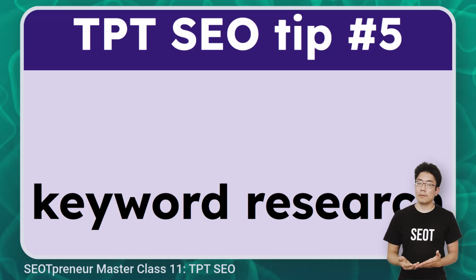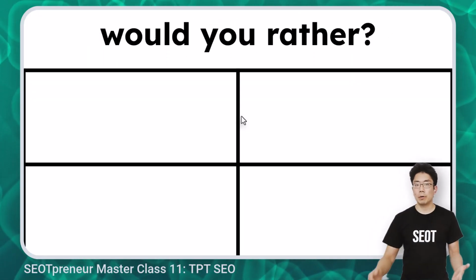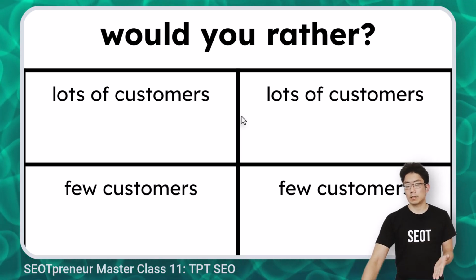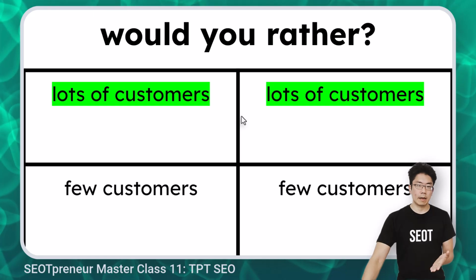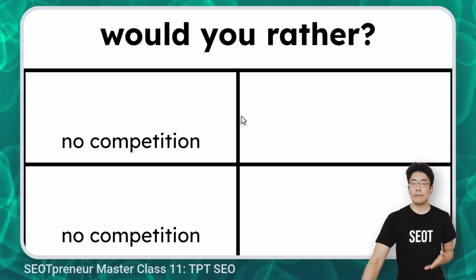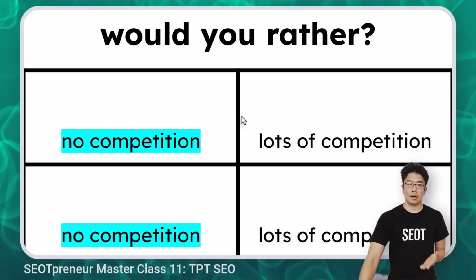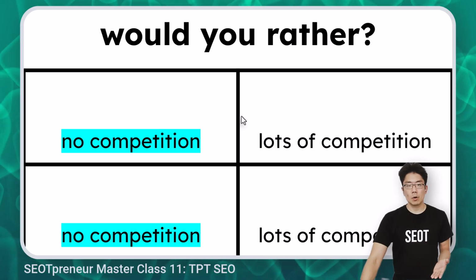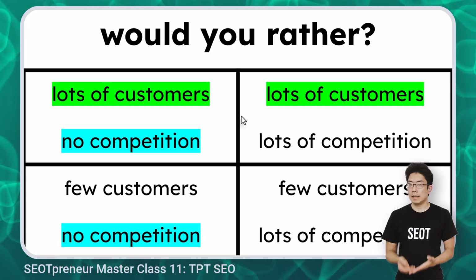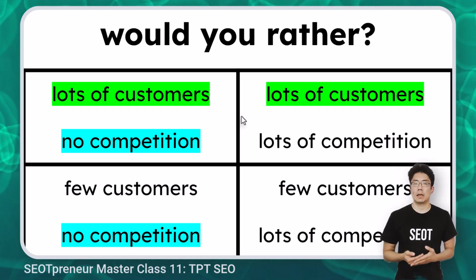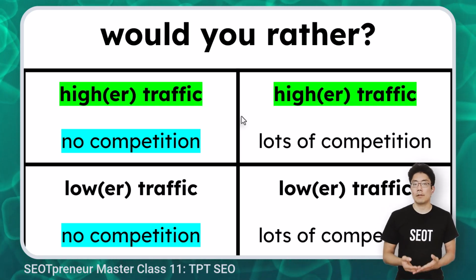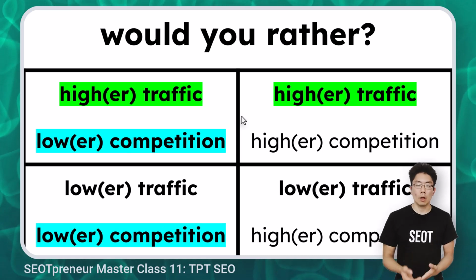TPT SEO tip number 5 was about keyword research. If you had a brick and mortar business, would you rather have lots of customers or few customers? That's a silly question because of course we'd rather have lots of customers. Likewise, if you had a brick and mortar business, would you rather have no competition or lots of competition? And of course the answer is, oh, I'd rather have no competition. So if we put things together, the ideal situation is where you have lots of customers and no competition. And if we put that in terms of traffic search volume on TPT, we're looking to find keywords that have higher traffic search volume with lower competition.